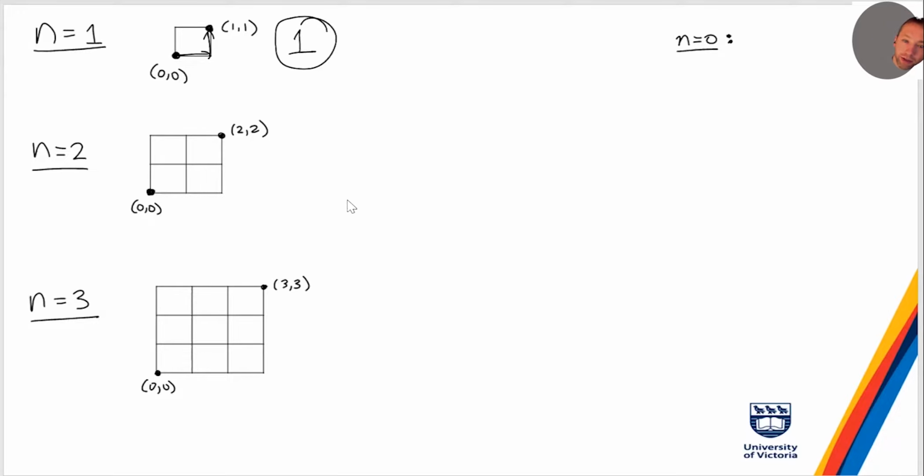What about n equals 2? I'll let you think about that one. Any thoughts? How many paths are there for n equals 2? Yes, that's right.